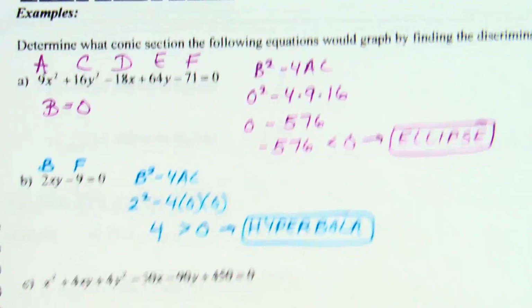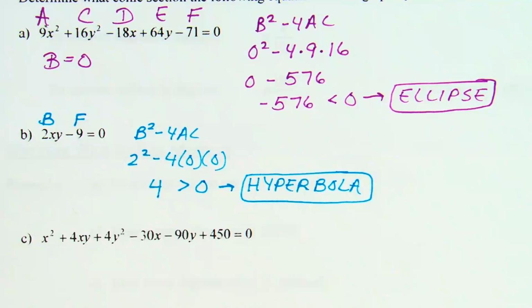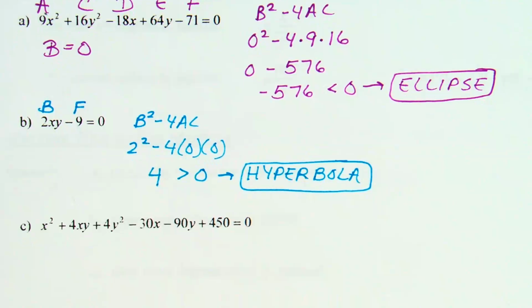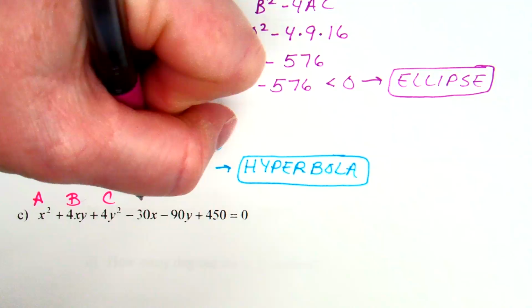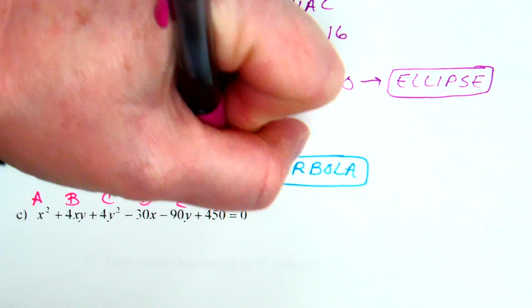And C. What do you guys got for me on C? Oh, did they give us everything here? Are they in order? They are. I can't guarantee that's always going to happen, but they are here. So you've got A for the x squared, bxy, cy squared, dx, ey, and f is your constant.